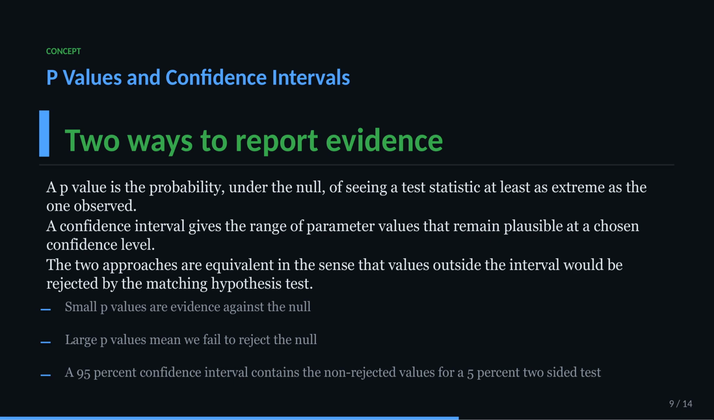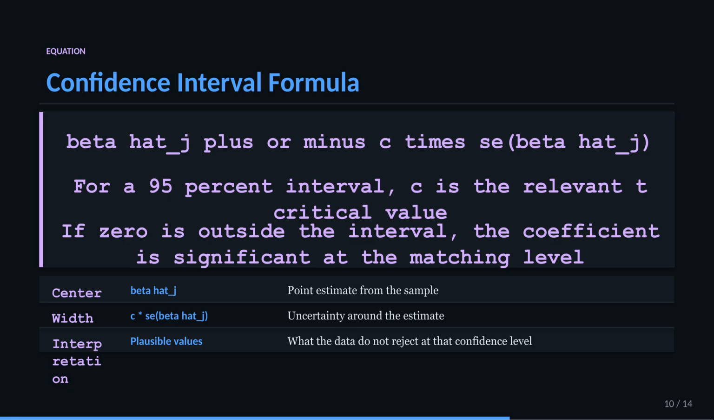A confidence interval is usually written as the estimate plus or minus a critical value times the standard error. The estimate gives the center, and the standard error determines the width once we scale it by the appropriate t critical value. Wider intervals mean more uncertainty. Narrower intervals mean more precision. In practice, confidence intervals are often more informative than a bare significance label, because they show both where the estimate is and how much room there is around it.